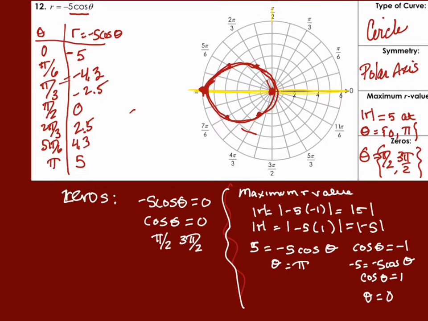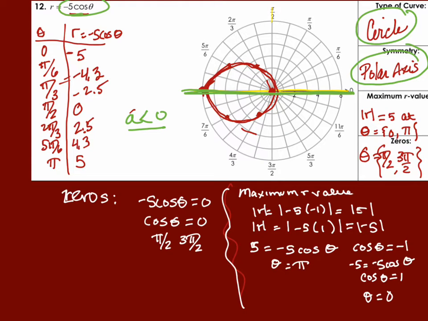Moving on to number 12, we have r = -5 cosine theta, so that would be a circle. Since a is less than 0, it's going to be to the left with symmetry on the polar axis. We know it's left of 0 because it's a -5. So we have a circle, and it's symmetric to the polar axis.